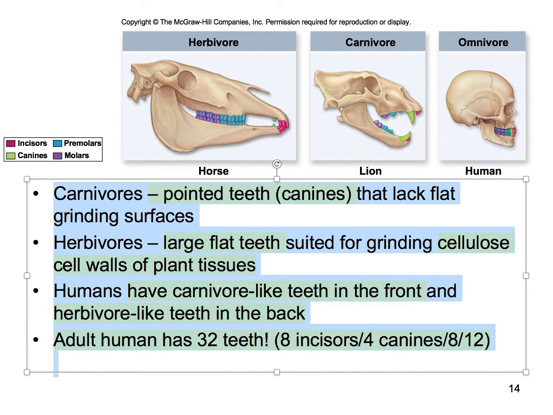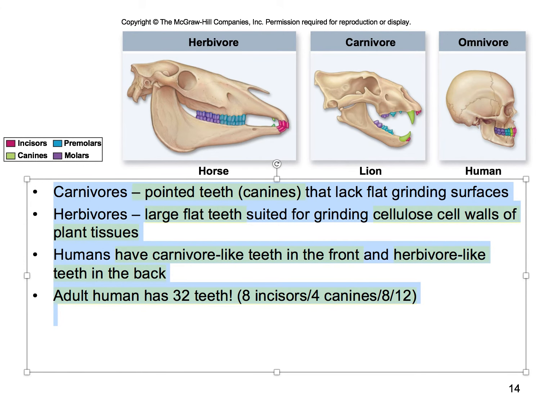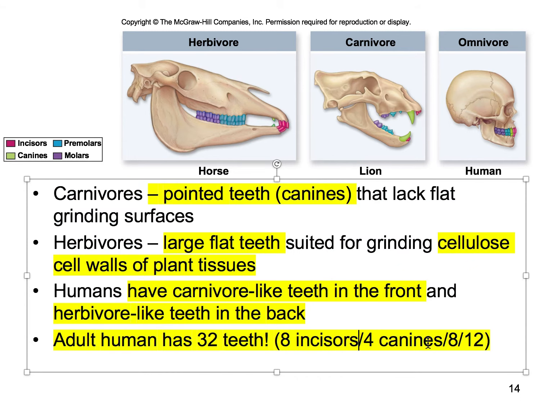It's a little smaller. We have 8 incisors, so 2 flat front teeth in every quadrant of our mouth. We have 4 canines, 4 pointy teeth, or 1 in each quadrant of our mouth. We generally have 8 premolars and 12 molars.